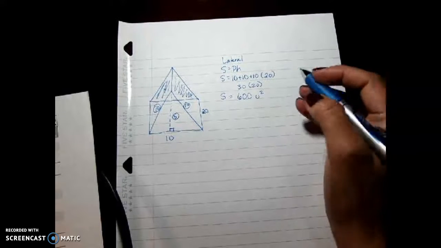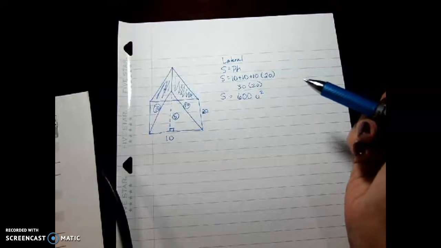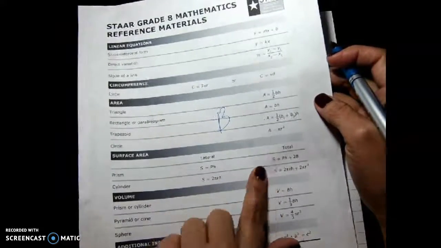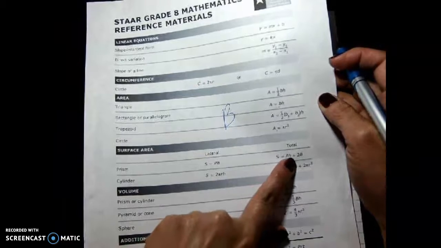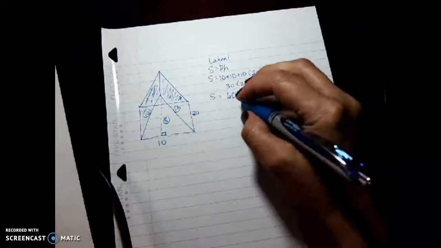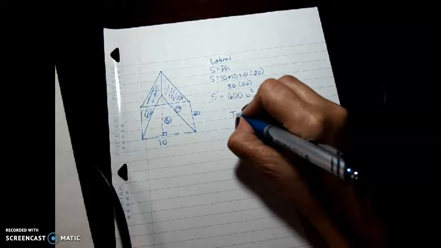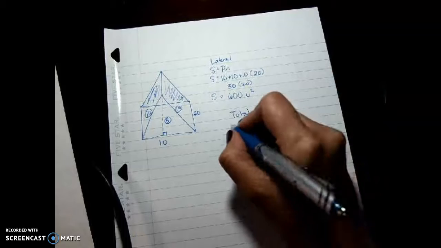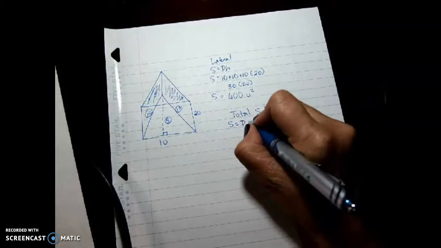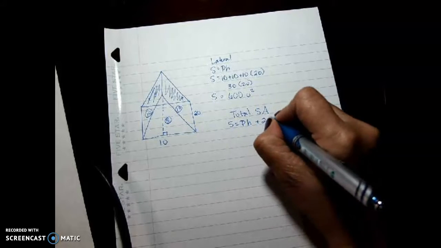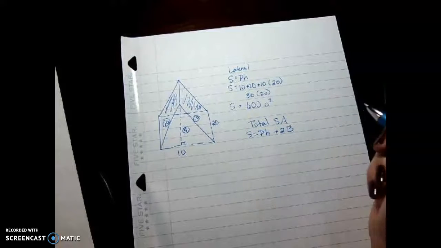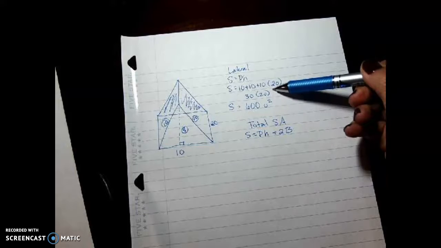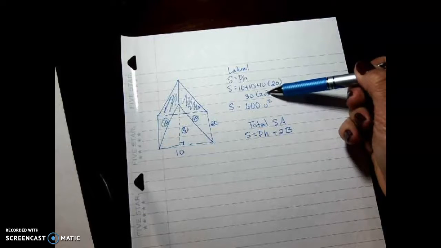All right, now let's find the total surface area of the same triangular prism. So the total surface area formula right there, it says total prism S equals pH plus 2B. SA is short for surface area, so S equals pH plus 2B. So p is the perimeter. Since we just did this first part for the same triangular prism, I'm just going to bring the 600 down.